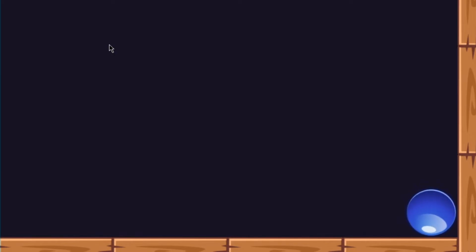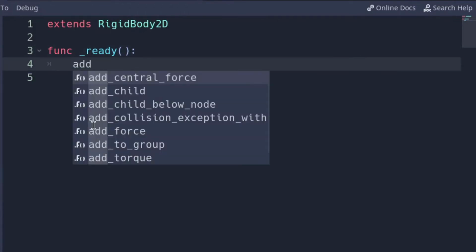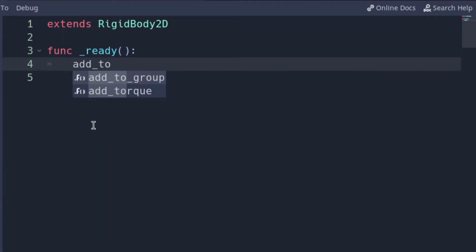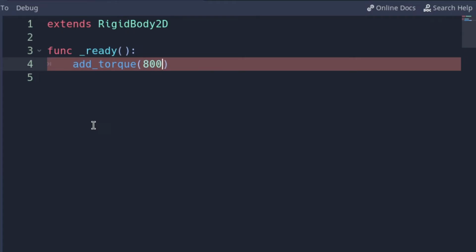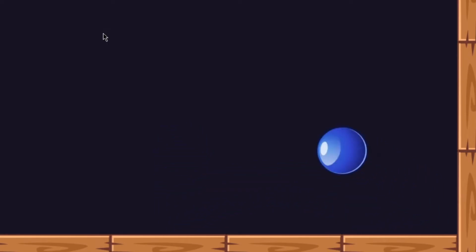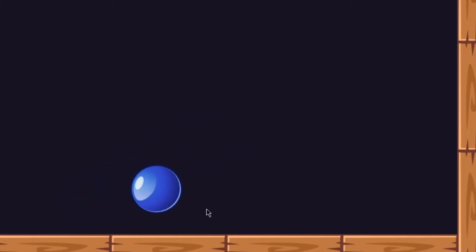Yep, next function. The next and the last function is add torque, which does what you would expect. It adds a constant rotational force. Let's again set this to 800,000. And when we run this, that's what you would expect. A constant rotational force, and it will keep going forever.